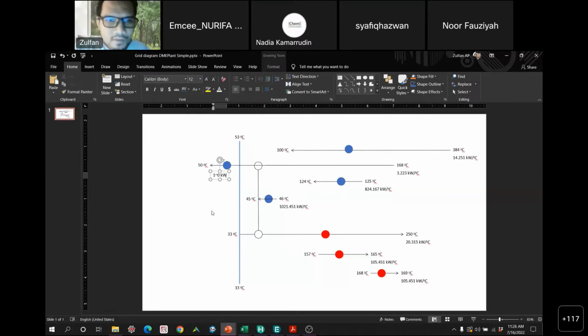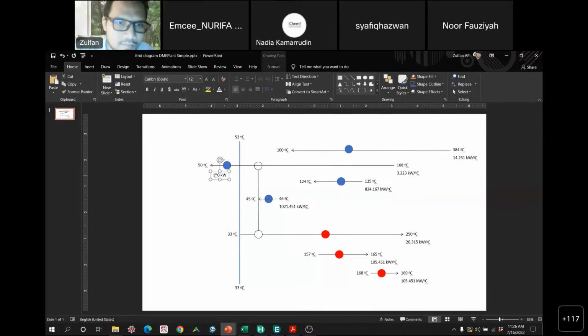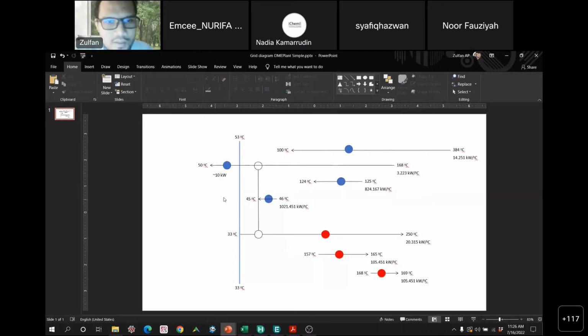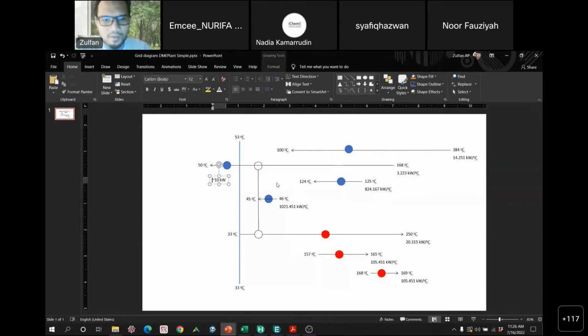Can you get my point? So 50 to 53, that's 3 degrees C, and the MCp is 3, so 3 times 3, 9, 10, whatever. So about 10 kilowatts. I don't remember how much it was previously, but we can calculate that basically.